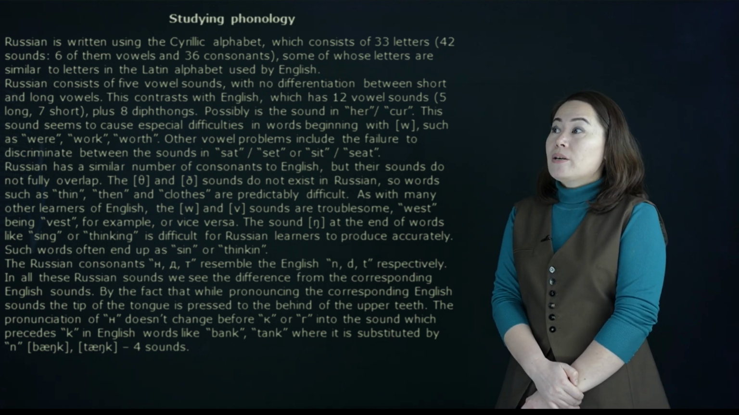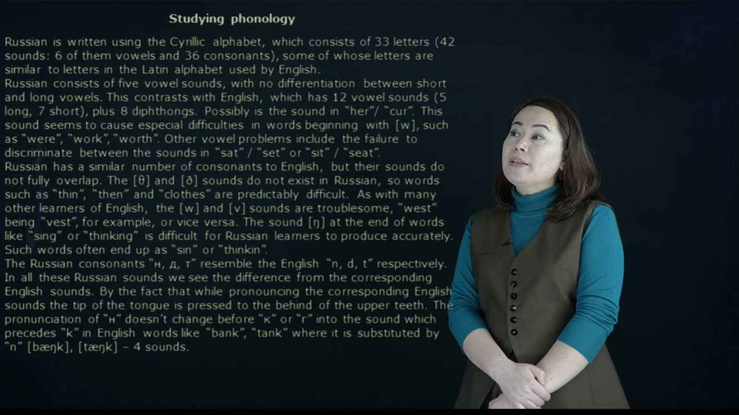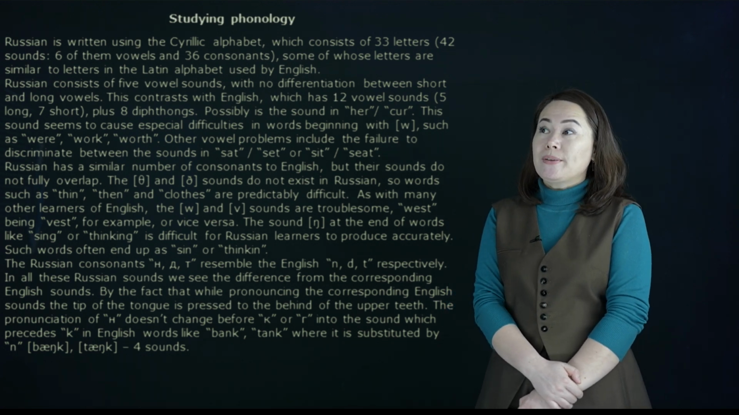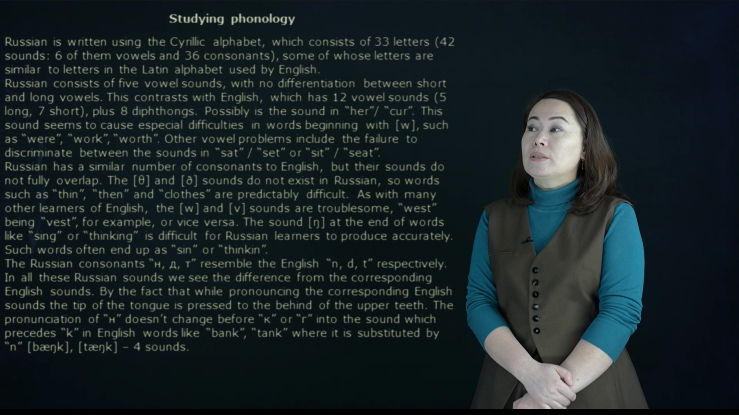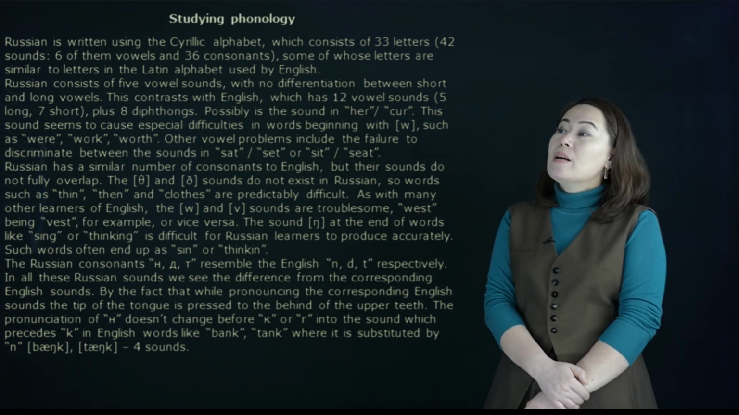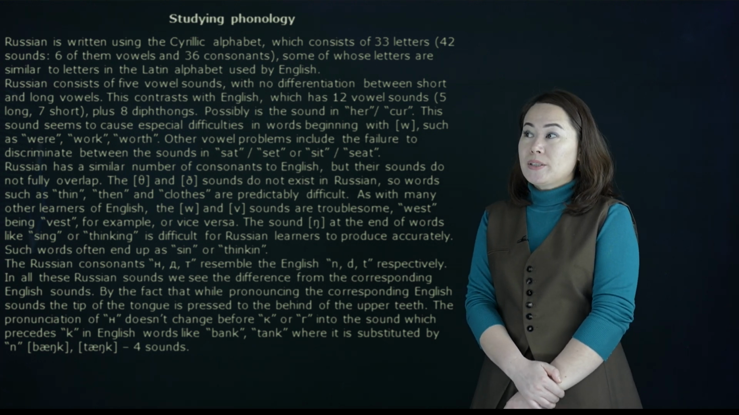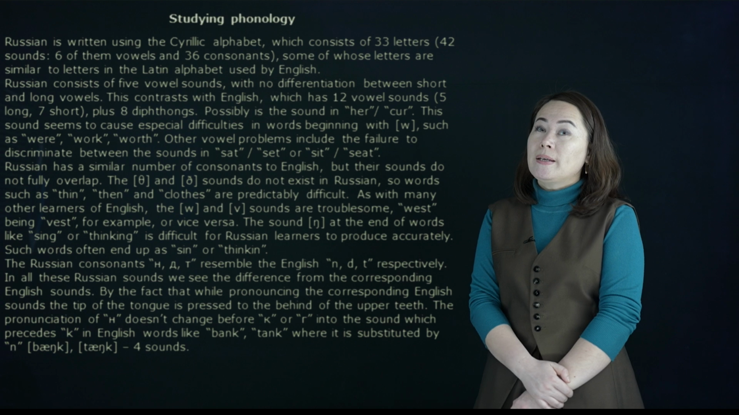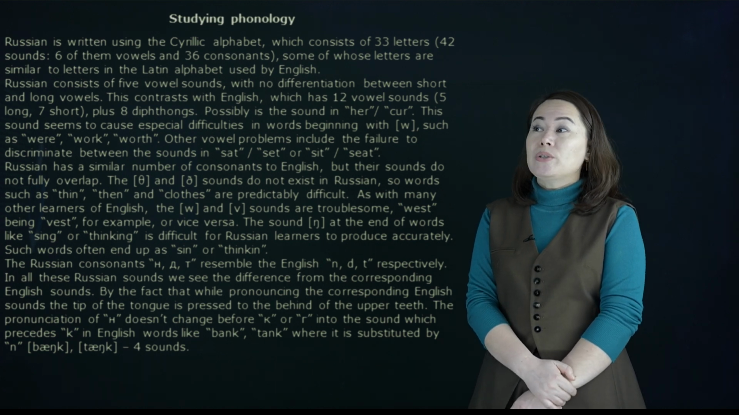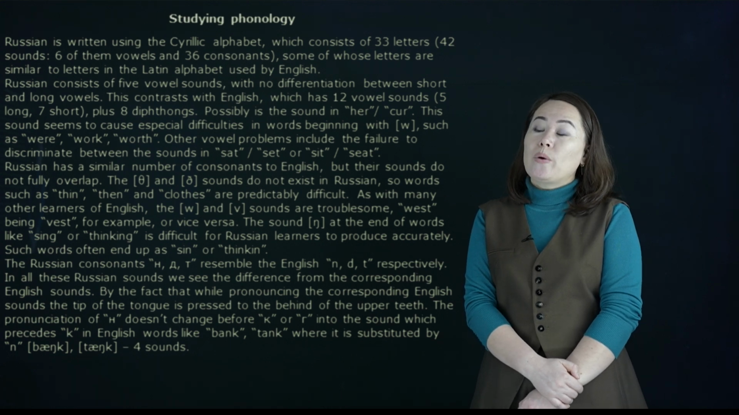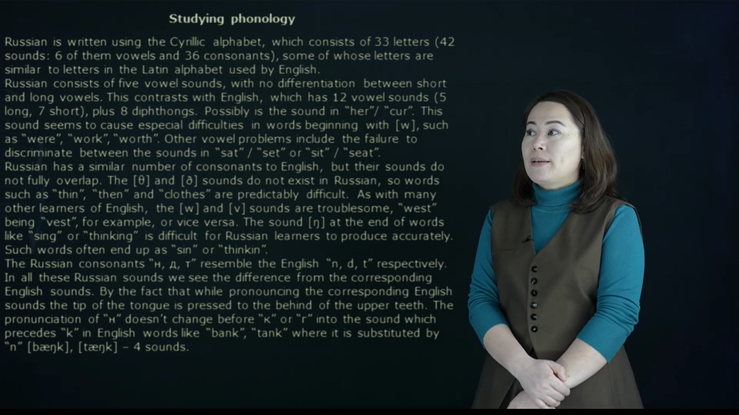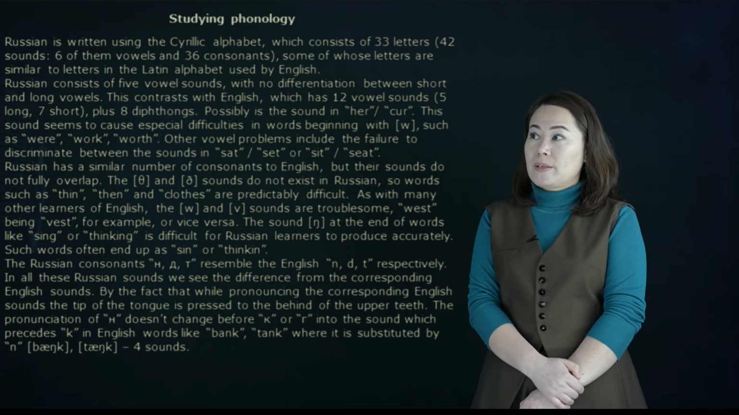Studying phonology. Russian is written using a Cyrillic alphabet, which consists of 33 letters, 42 sounds, 6 of them vowels and 36 consonants, some of whose letters are similar to letters in the Latin alphabet used by English. Russian consists of 5 vowel sounds, with no differentiation between short and long vowels. This contrasts with English, which has 12 vowel sounds, 5 long and 7 short, plus 8 diphthongs.